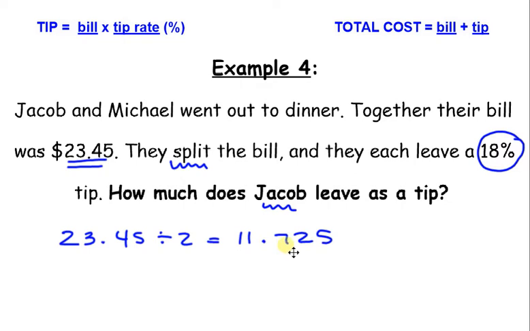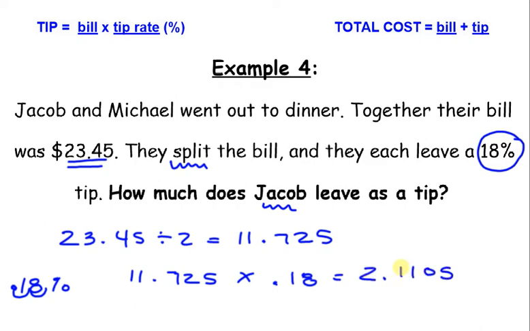Now they leave an 18% tip. We're not going to round yet because we don't have our final answer. So this is Jacob's bill, so 11.725, times, we need that 18%, so we need to move the decimal back 2 spots, so times 0.18. Go ahead and put that in your calculator. And you're going to get 2.1105.